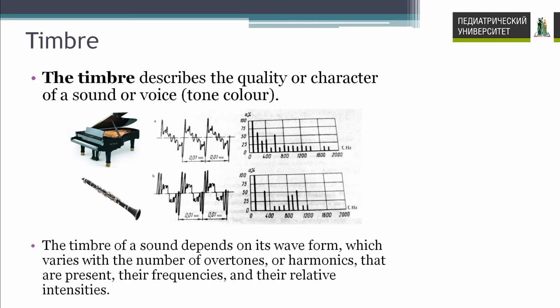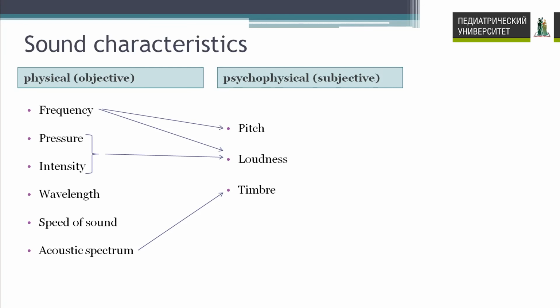Now, let's summarize all the information we heard today on the characteristics of sounds. The physical, or objective, characteristics of sound are frequency, pressure, intensity, wavelength, speed of sound, and acoustic spectrum. The psychophysical, or subjective, characteristics are pitch of sound, loudness, and timbre.